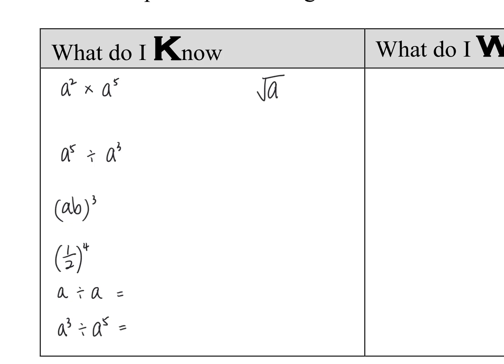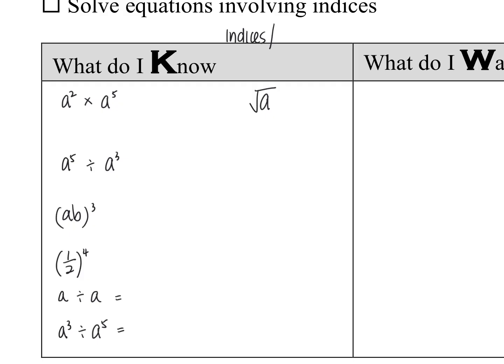Tell me, based on your knowledge of indices, like index. Remember index notation you learned in Sec 1? It's just plural or singular, right? But it all means the power. What are the rules governing the power of whatever numbers you have?